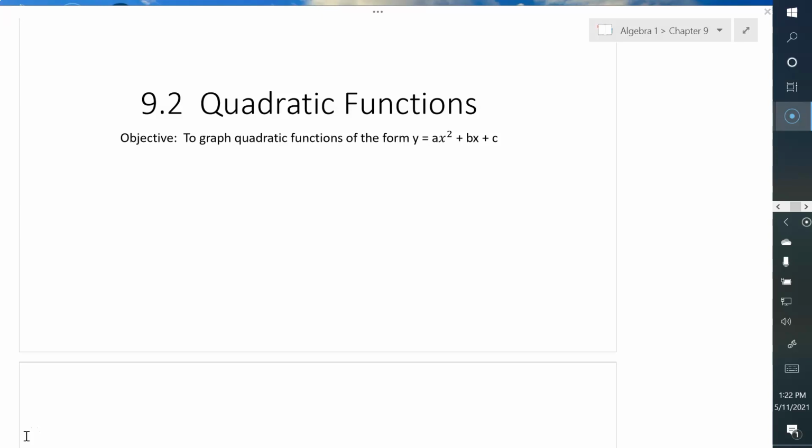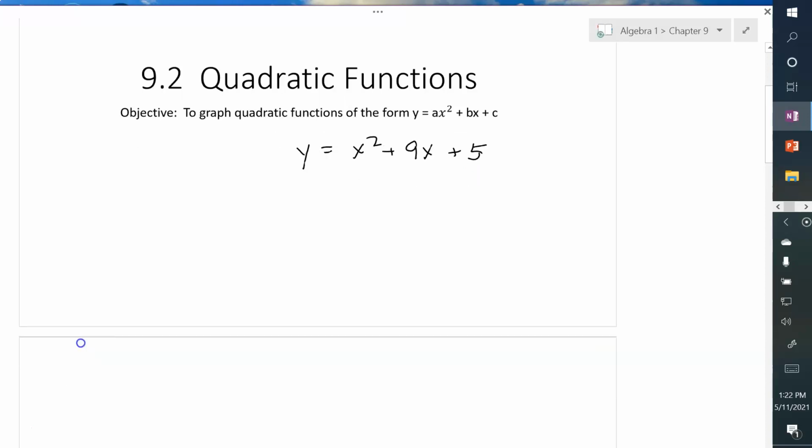And what we're going to do today is graph quadratic functions in the form of y equals ax squared plus bx plus c. And so that would look something like this. So y equals, say, x squared plus 9x plus 5. By the time we're done today, you should be able to graph a function like that.